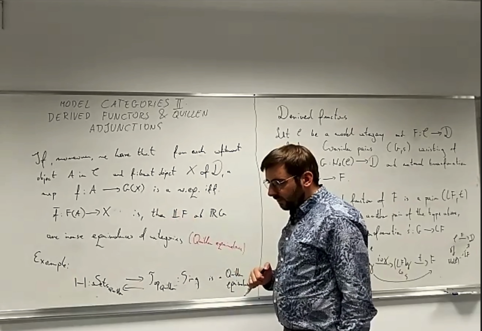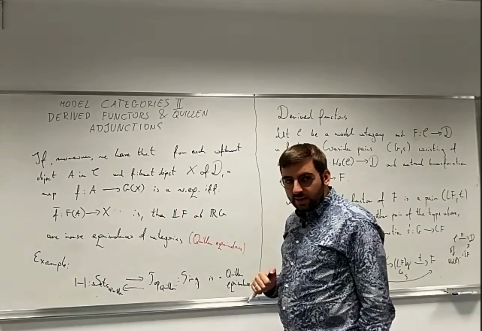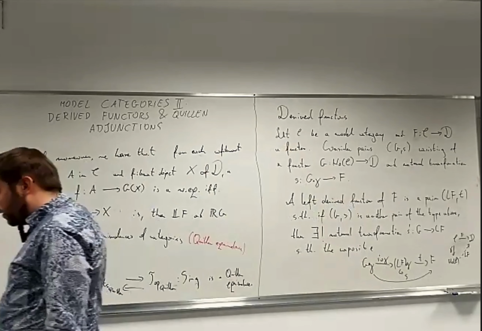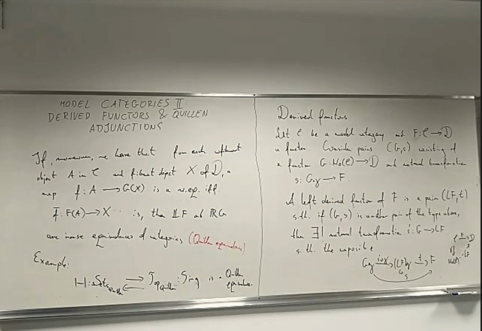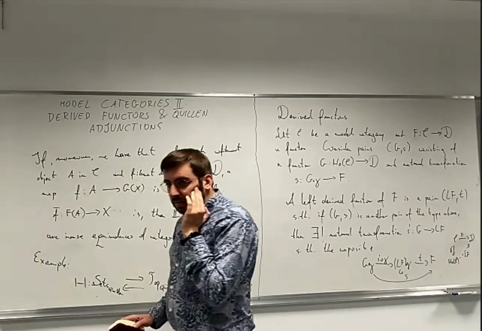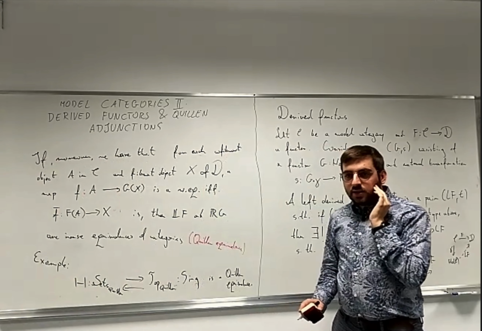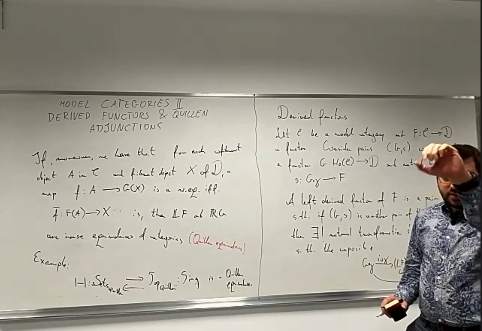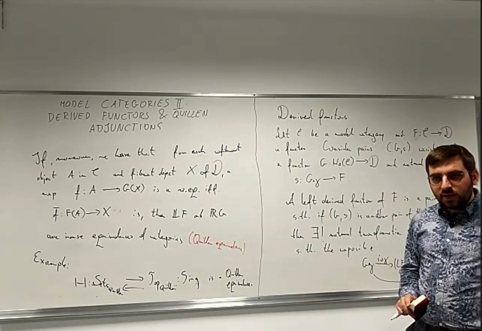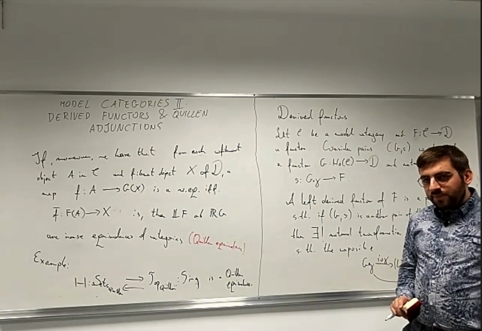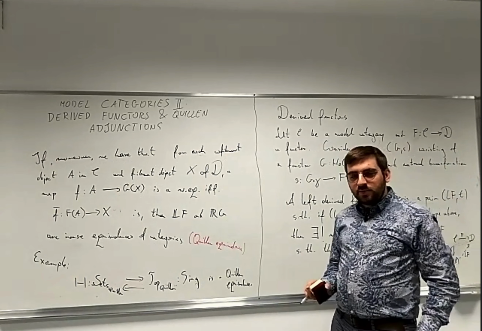Okay. So now I can discuss the other model structure on simplicial sets, the Joyal model structure. We have about 20 minutes, so at least I will be able to squeeze in the definition.